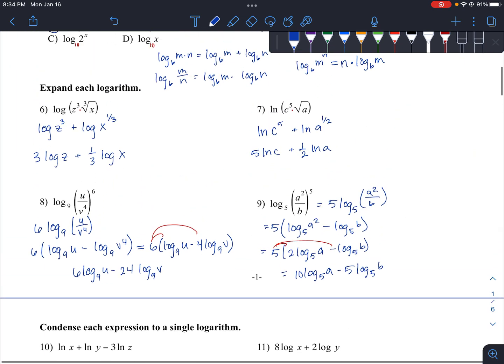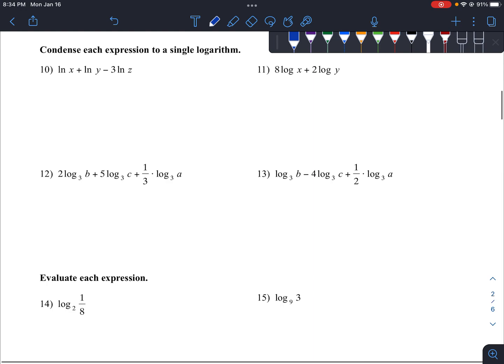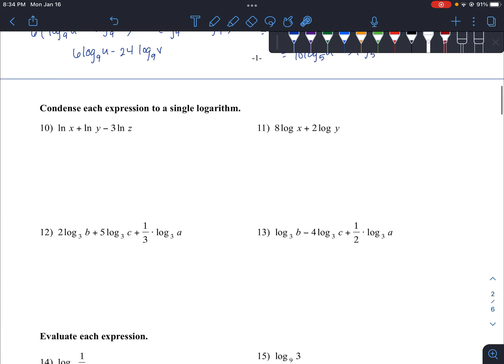Alright, so that is expansion of logarithms. Now we're going to condense logarithms. So essentially we're going to take multiple logarithms and logarithms that have coefficients, and we're going to condense them into single logarithms. Alright, so for 10, I'll just start with these two right here.